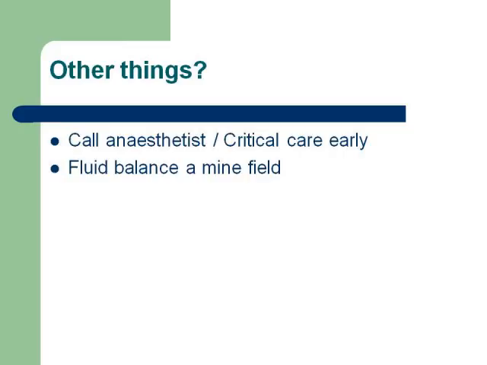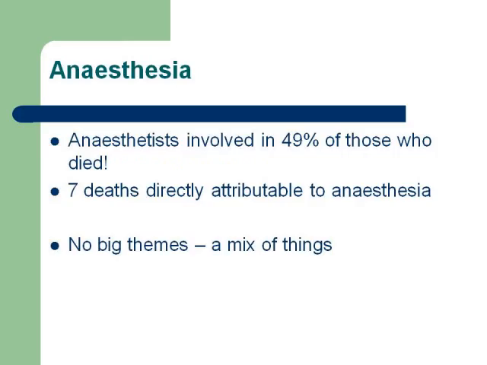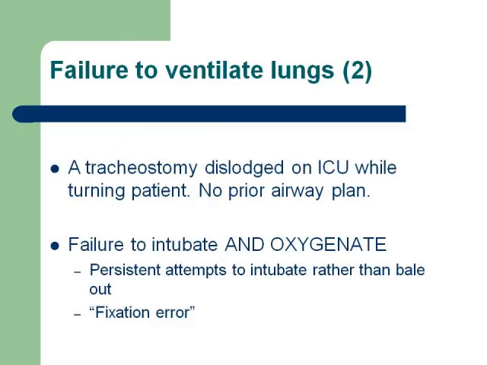Okay, so the anaesthetic deaths. There are 7 of those, which is about consistent with the last couple of inquiries. And they're quite a mismatch, really. Anaesthetists, however, are involved in 49% of all those who die. So I hope that is because when they're critically ill, they get us involved, rather than we get involved and we kill them. But I think that's what's meant by it. There are no big themes, really. The only main thing is the failure to ventilate lungs, which obviously is something that's been in other confidential inquiries. So I'm just going to go a bit more into detail on 2 of these.